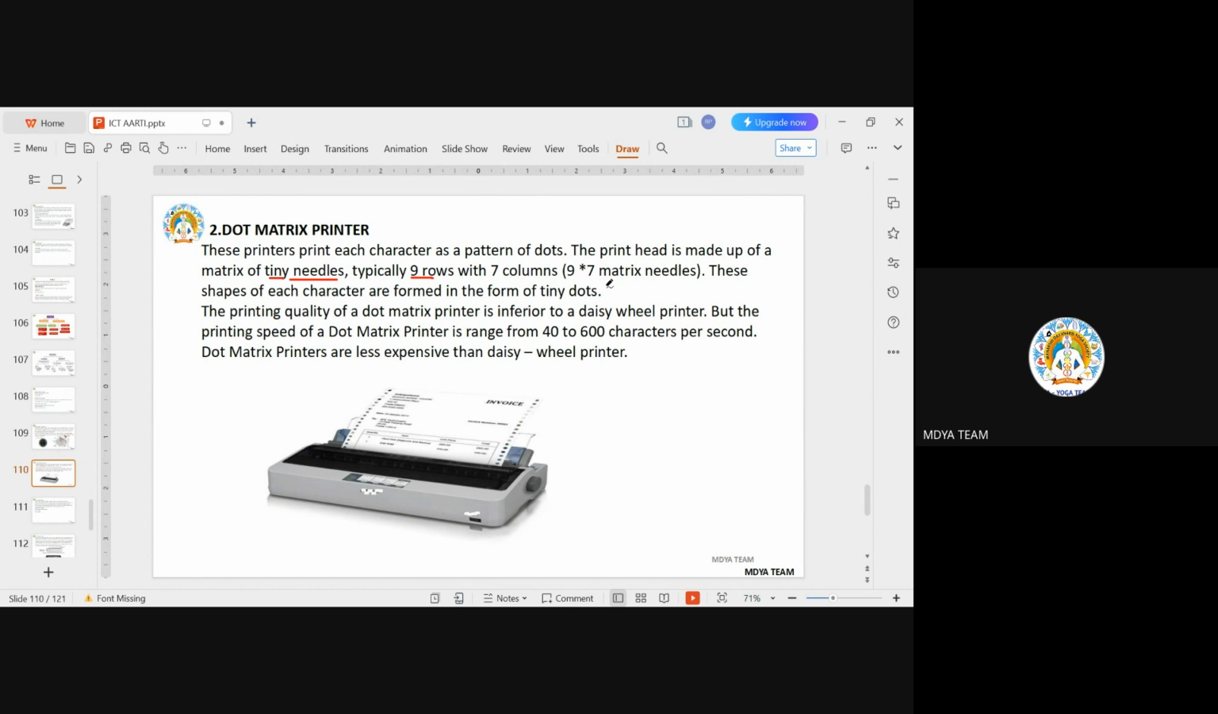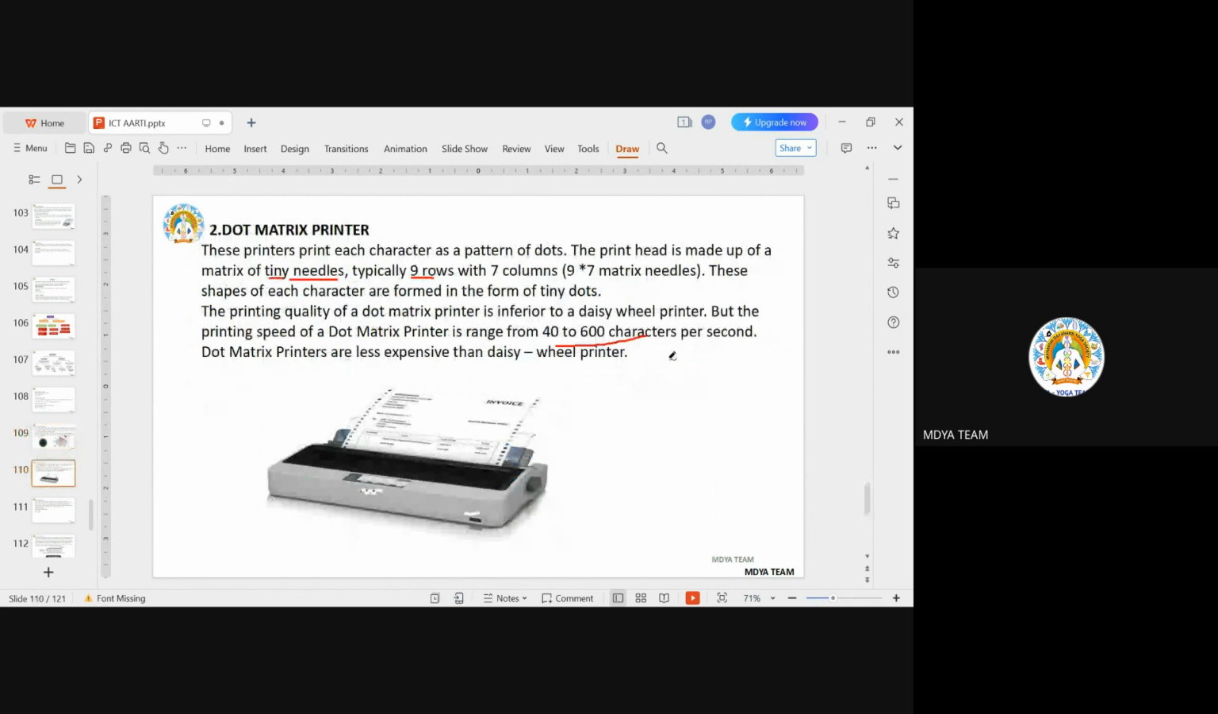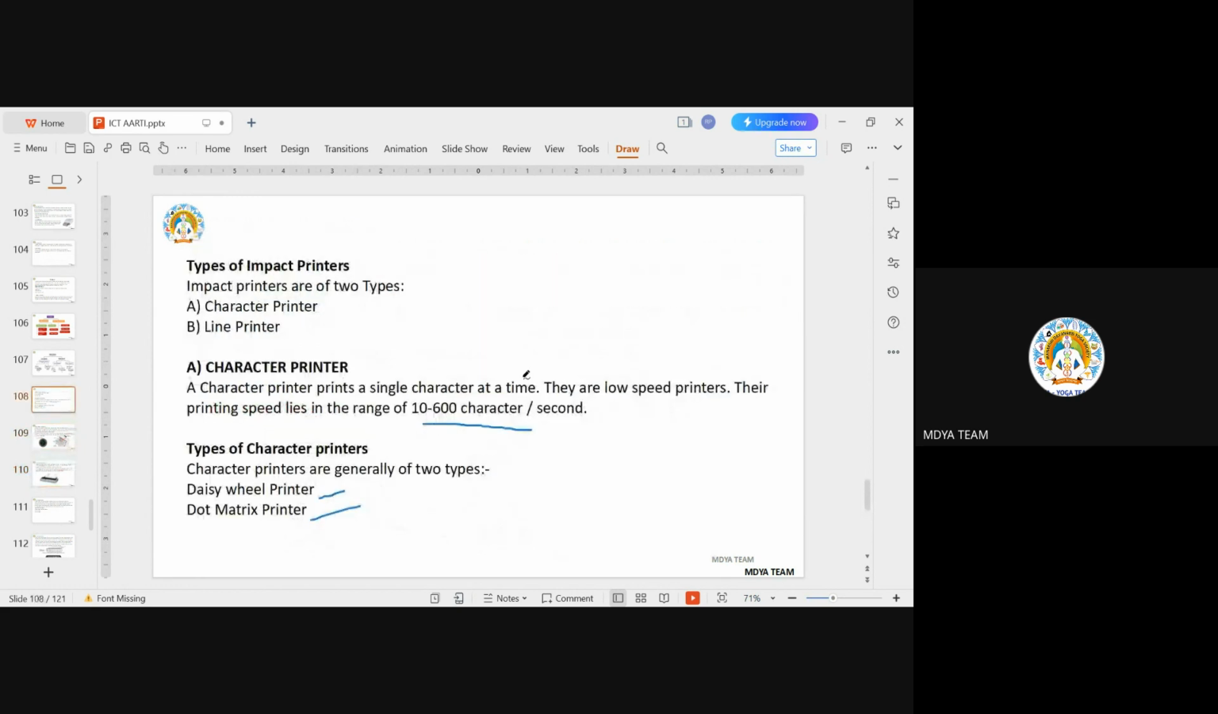But the printing speed of the dot matrix is more than the daisy wheel. This is 40 to 600 characters per second, and in daisy wheel, 10 to 75 characters per second. Dot matrix printers are less expensive than the daisy wheel. Daisy wheels are more expensive than the dot matrix. So these are the character printers.